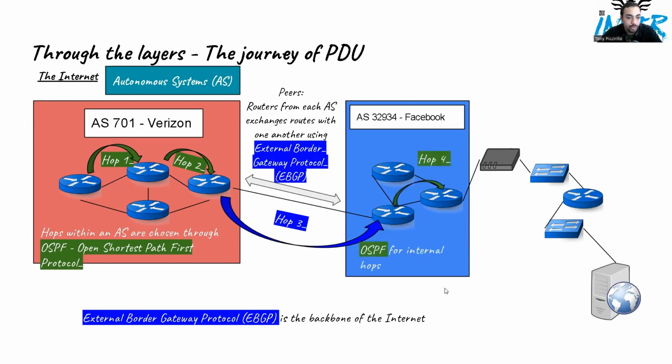Our PDU reaches Facebook's autonomous system. It'll use OSPF to travel the routers of Facebook's autonomous system. And when we mention hops, we only count the routers, so the modem and switch would not increase the count of hops. The final hop would be the actual destination, which in this case is the web server.